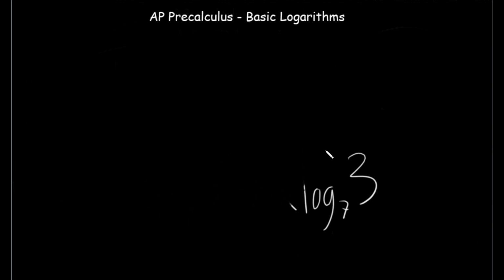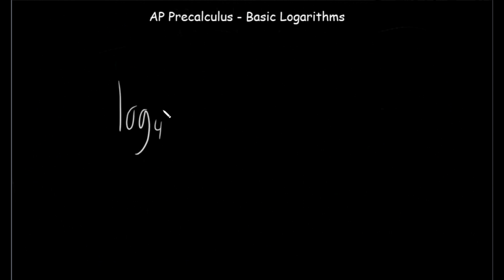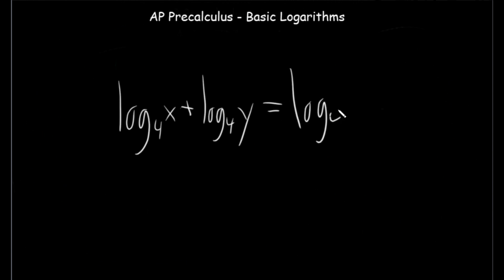Okay, now let's do some examples. Let's start off nice and easy. Say we have log base 4 of x plus log base 4 of y. You can pause the video here if you want to solve it for yourself, but basically this is just going to equal log base 4 of x times y, because you're multiplying this value with this value, yeah?